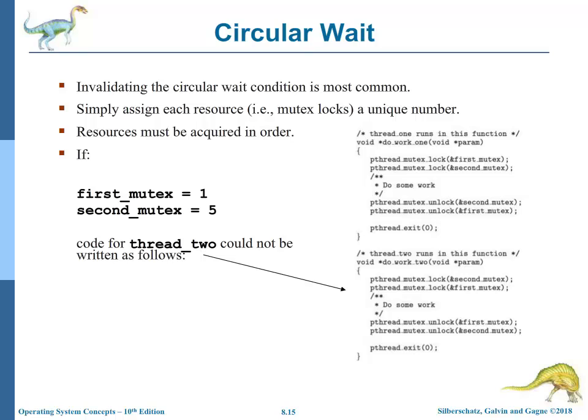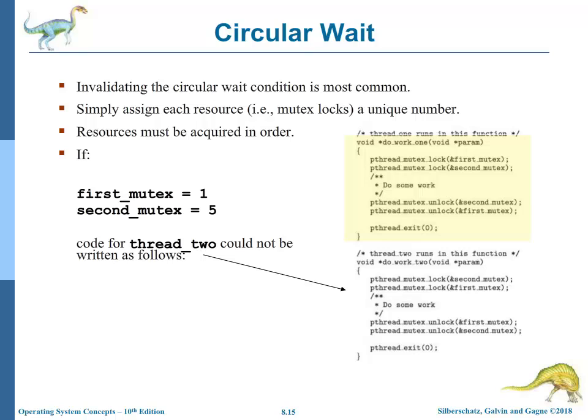Alternatively, we can require that a thread requesting an instance of resource Rj must have released any resource Ri such that F(Ri) is greater than F(Rj). In this example, we have a do_work_1 method. In do_work_1, we first request the first mutex, which is 1. Then we request the second mutex, which is 5. This is valid because 5 is greater than 1.